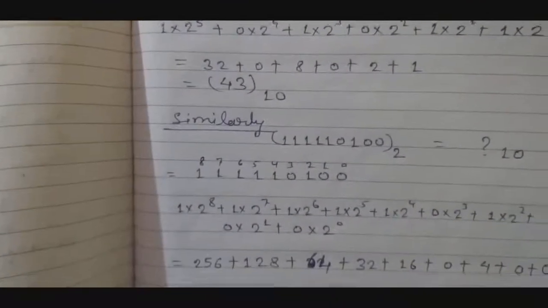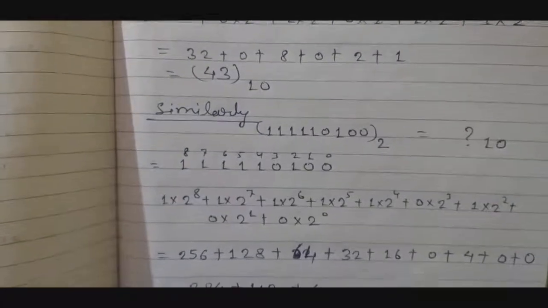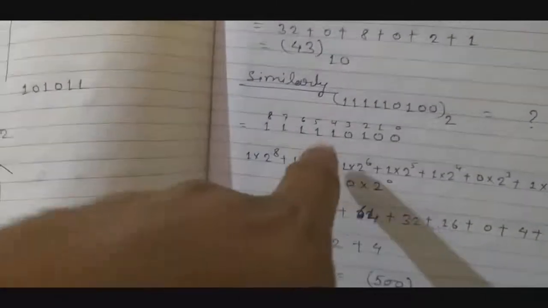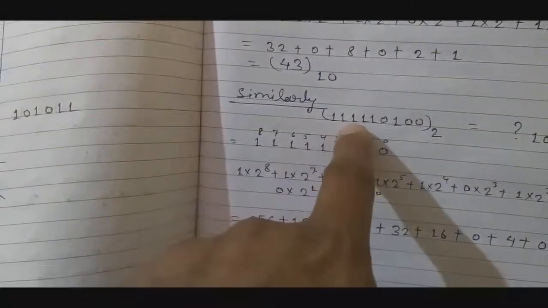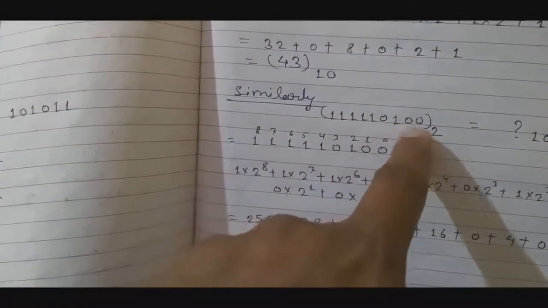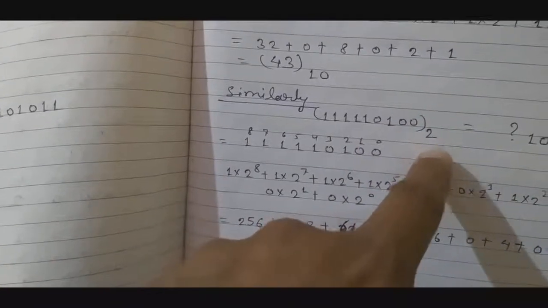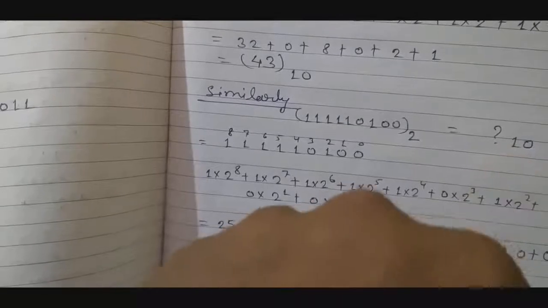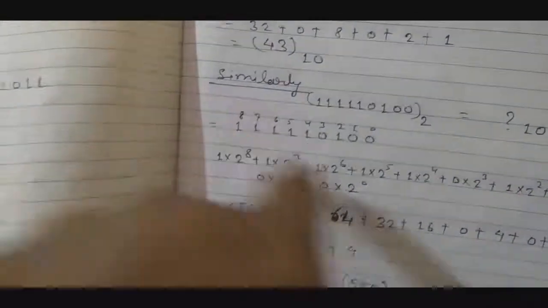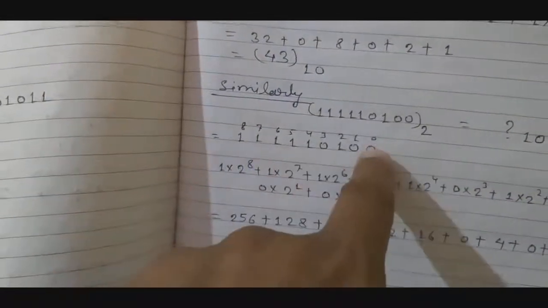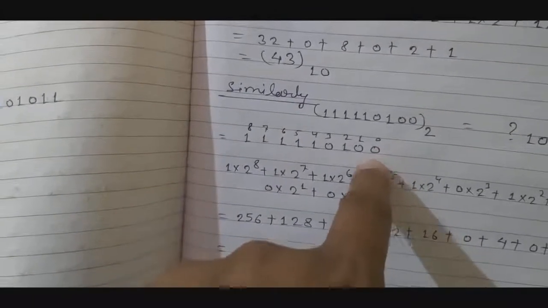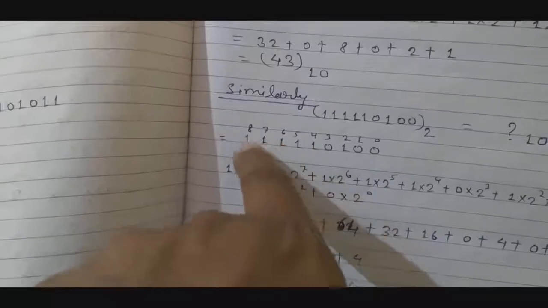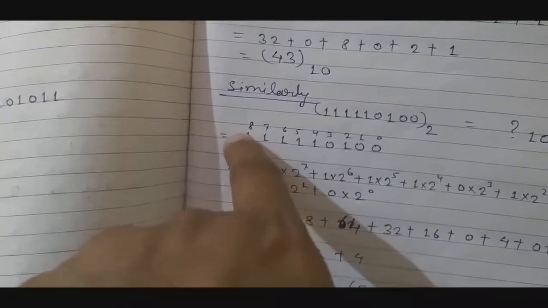Now similarly we have another question. Here you can see this number, 1 1 1 1 1 0 1 0 0 base 2, and we want to convert it into the decimal number system, that is base 10. Similarly for this I have taken out the place values starting from right to left, from 0 1 2 3 4 5 6 7 8. It is going up to the 8th position.